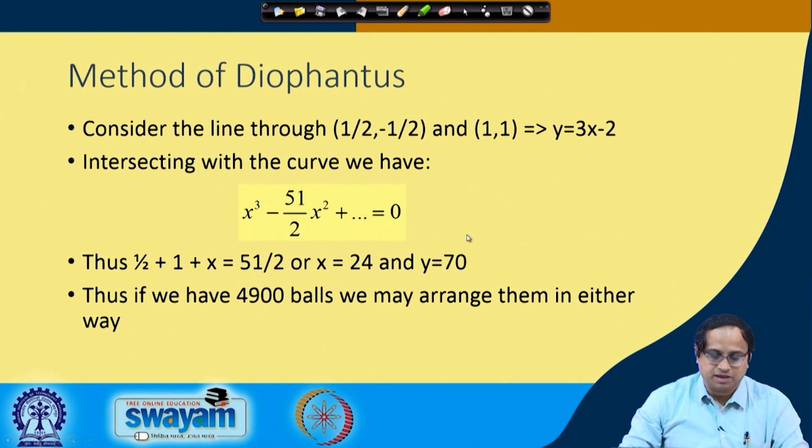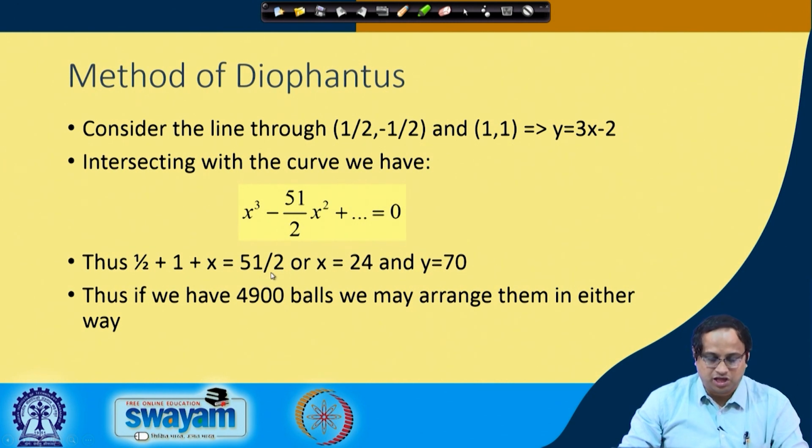Okay. Again I apply the theory of equations. I know that 1/2 and 1 are two roots. I need to obtain the third root. So therefore I add 1/2 with 1 with x, which is my unknown root, and that is equal to the negative of this coefficient, which is 51/2.